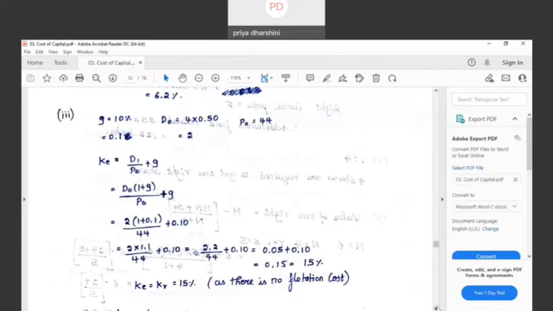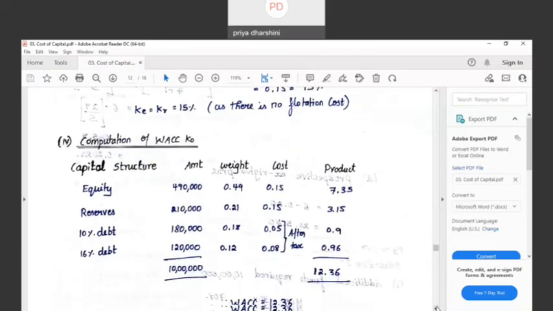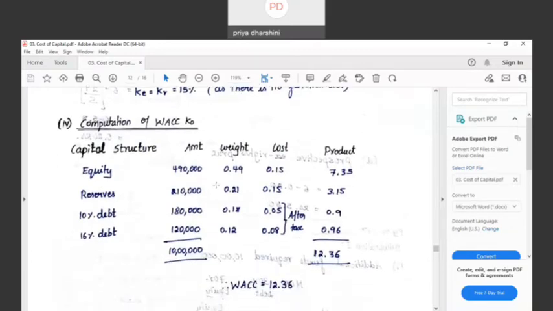Okay. Now coming to weighted average cost of capital. How do you find weighted average cost of capital? Determine cost of retained earnings and cost of equity. Cost of retained earnings is the same as cost of equity. It is the same 15%. Now coming to weighted average cost of capital, you have equity capital, reserves, two debts. One is 10% debt and the other is 16% debt. How much was the additional finance raised? 10 lakhs. How did you raise it? 4,90,000 was by issue of equity shares. 2,10,000 was reserve. 1,80,000 was 10% debt. Remaining 1,20,000 was 16% debt.